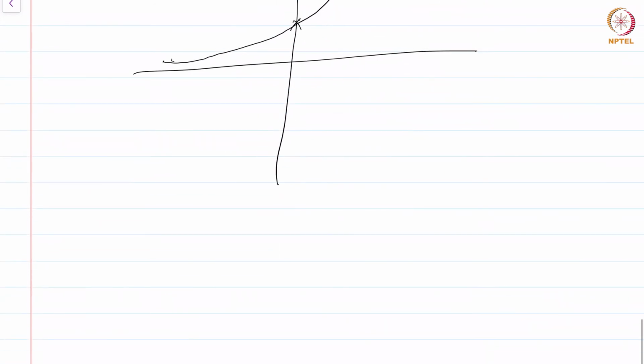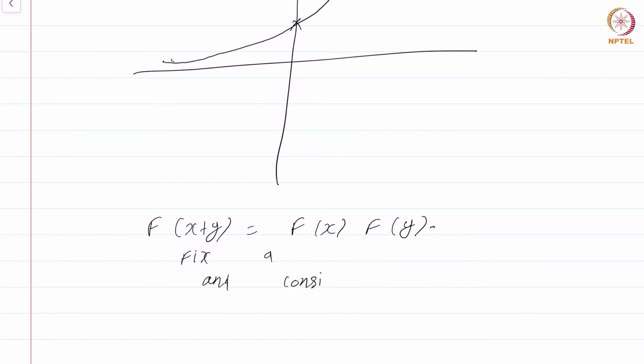Now another property of the exponential function that you are familiar with is f of x plus y is f of x times f of y. Now you will notice that I am going to prove everything from the two properties in the previous theorem, that f of 0 is equal to 1 and f prime is equal to f. So what I'll do is fix a and consider g of x to be f of a plus x.